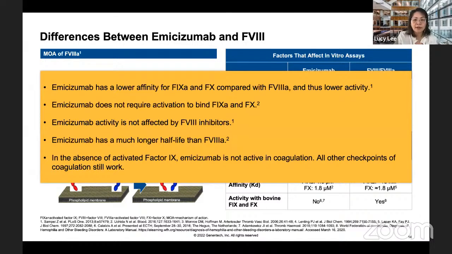All right. And this is just a summary of what we have already talked about: that it binds with lower affinity compared to activated factor VIII. It doesn't require activation. It's insensitive to the effects of factor VIII inhibitors, it has a long half-life, and its action is very specific, and other checkpoints in the coagulation system are unaffected.